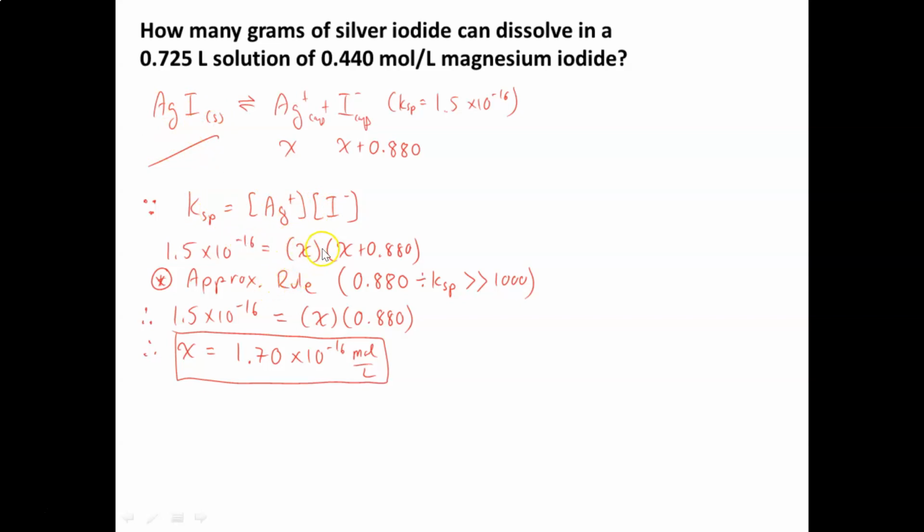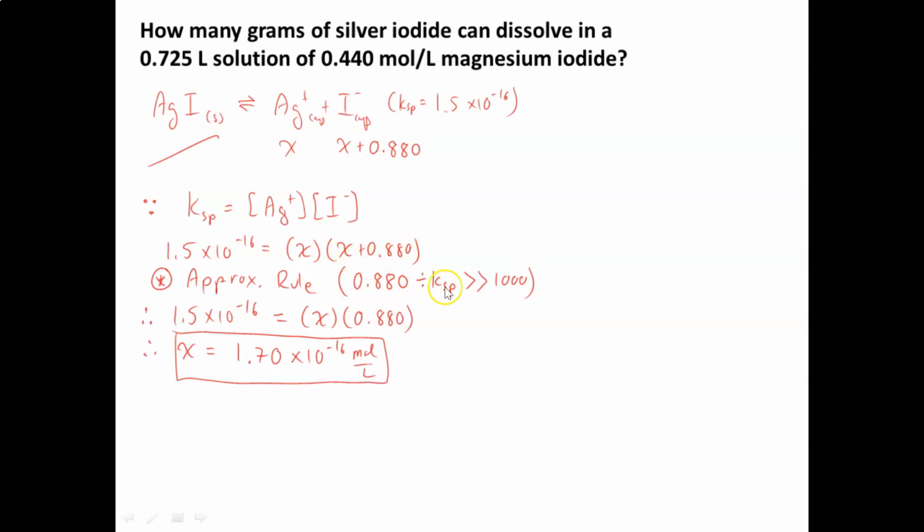You could use the quadratic equation, but my recommendation is to use the approximation rule instead. As a quick reminder, how do we use it? Take the 0.880, the initial concentration, and divide it by KSP, 1.5 times 10 to the power negative 16. If this value is greater than or equal to 1,000, that means the X value is at least 3 orders of magnitude smaller than 0.880. So it's negligible in comparison, and we can assume that the X value over here is 0.